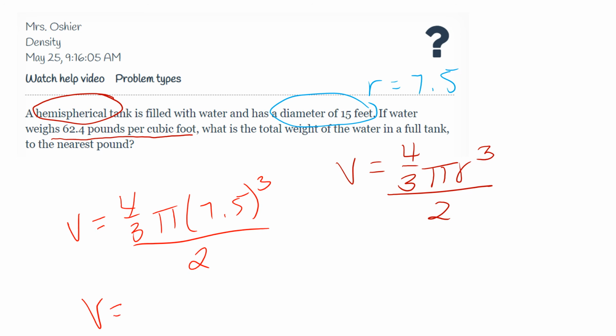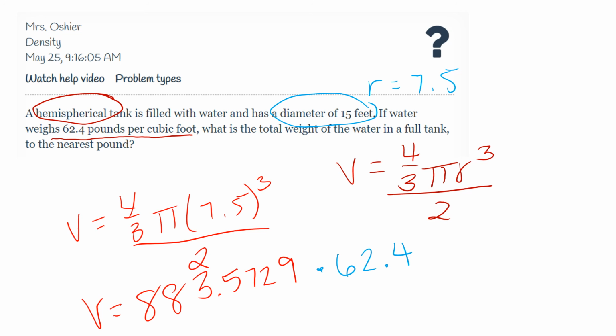I'm going to type all of that into my calculator, which is going to take a second, but that's what I'm doing right now. I'm typing the entire thing into my calculator, and it's going to give me a value of 883.5729. I'm going to then multiply that by the 62.4, which is the weight per cubic foot.